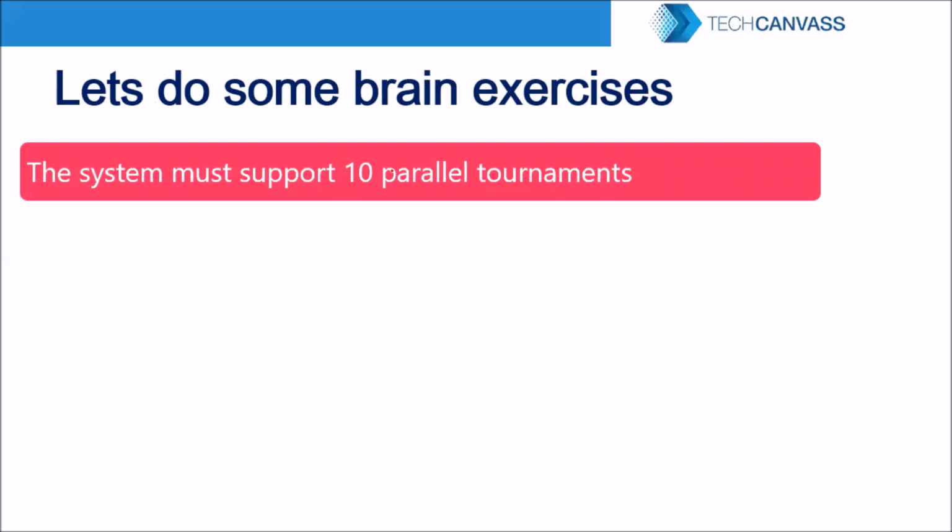So now let's look at some examples and try to figure out what kind of requirements they are. Let's say there is a requirement saying the system must support 10 parallel tournaments. So there is a game site and various people are going to play games on this software. And the requirement says the system must support 10 parallel tournaments. What kind of requirement is it?